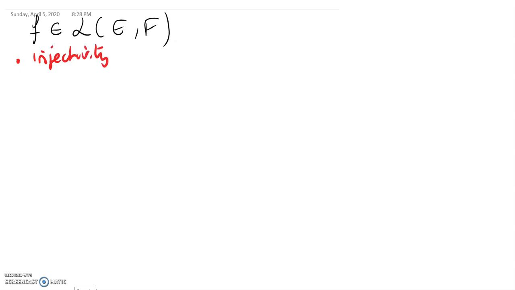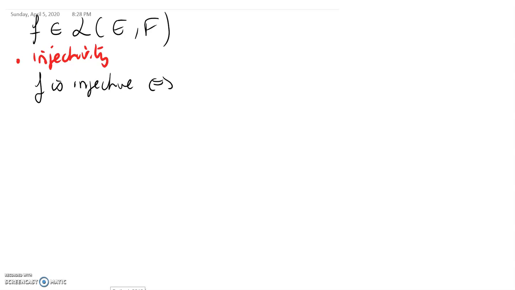Okay, let's sum up a bit about these ideas of injectivity and surjectivity for a linear map. So we assume that we have a map F that belongs to the set of all linear maps that go from a vector space E to a vector space F. Okay, so let's start with injectivity.